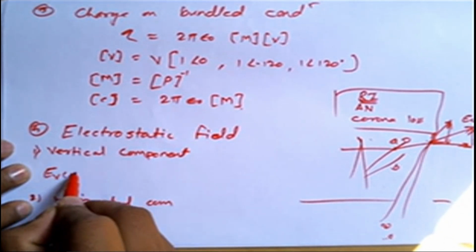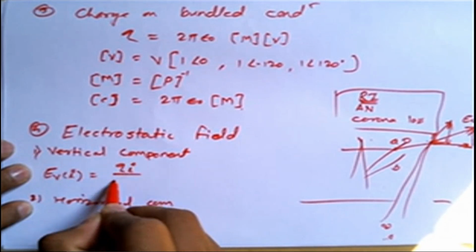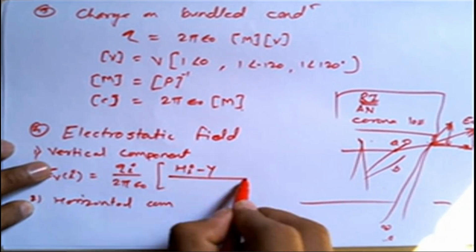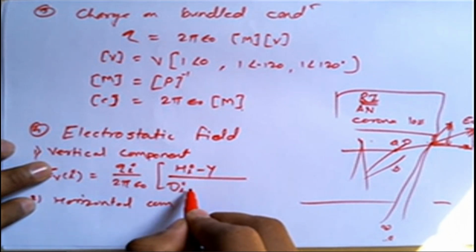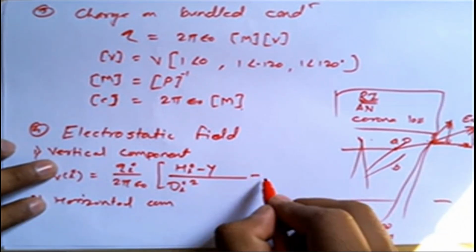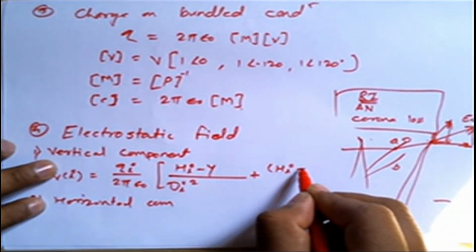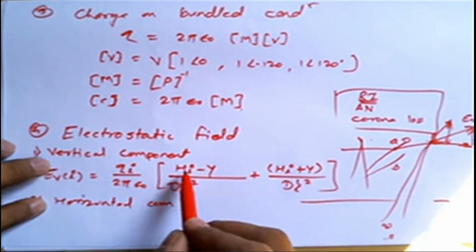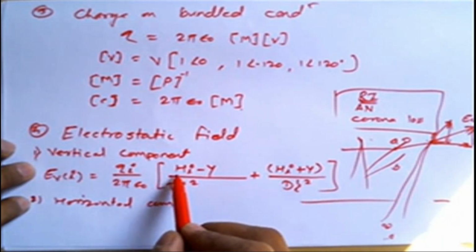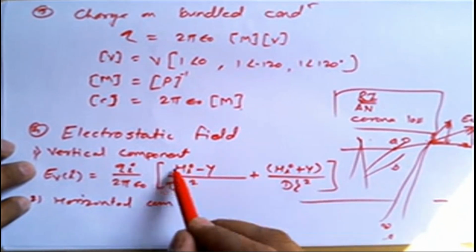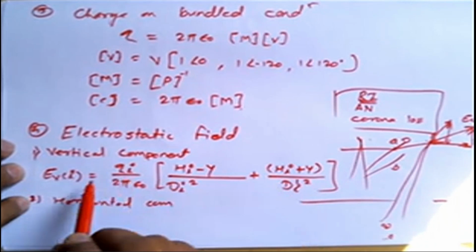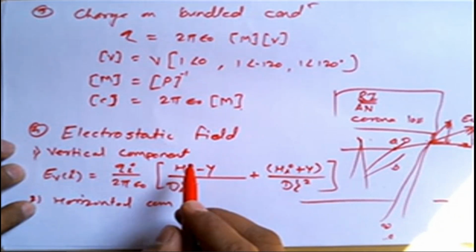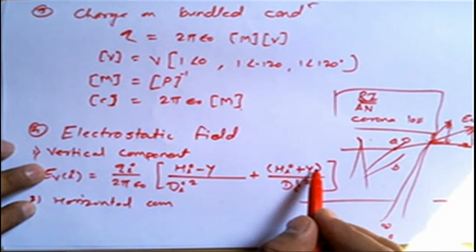The vertical component is given by Qi upon 2 pi epsilon 0 in bracket Hi minus y divided by di square plus Hi plus y divided by di dash square. In our case, we have considered xi or yi, right? The nomenclature in the derivation we saw was different. But just keep in mind, the vertical electrostatic field component is given by Qi upon 2 pi epsilon 0 into E. In our case, it is yi minus y, here it is yi plus y, right?